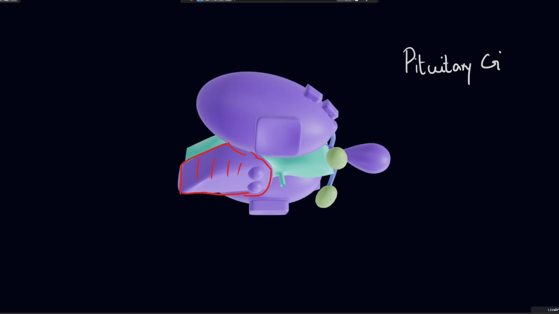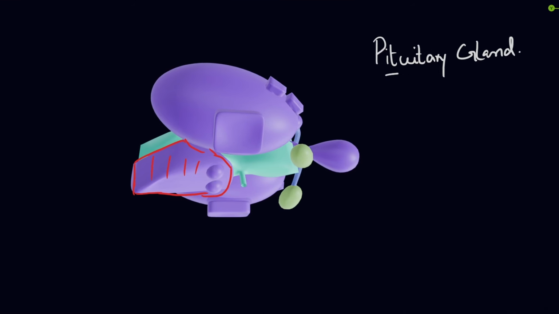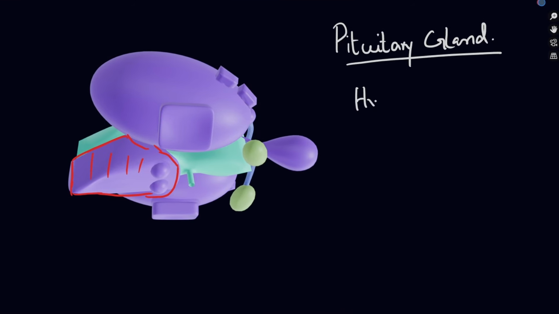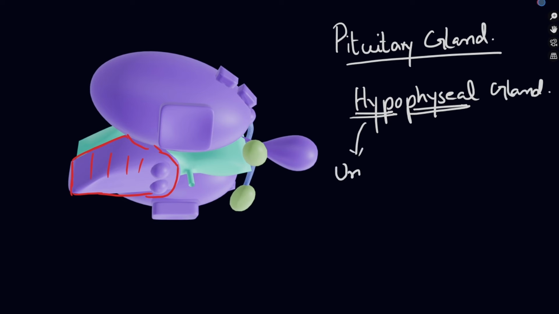It is also called hypophyseal gland. Now the term hypo, it has two parts basically, hypo and physeal. The term hypo means under, and physeal or physis, you must have heard this term with reference to the bone, so epiphyseal plate, metaphysis and so on. So physeal basically means growth.